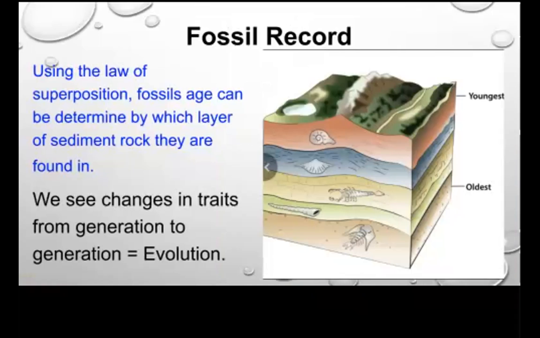Now, instead of thinking of each layer as a geological time period, even though it is, we can start thinking about it as different generations. So if we see changes in that fossil, traits are changing from generation to generation, that literally is the definition of evolution. Therefore, the fossil record supports it.